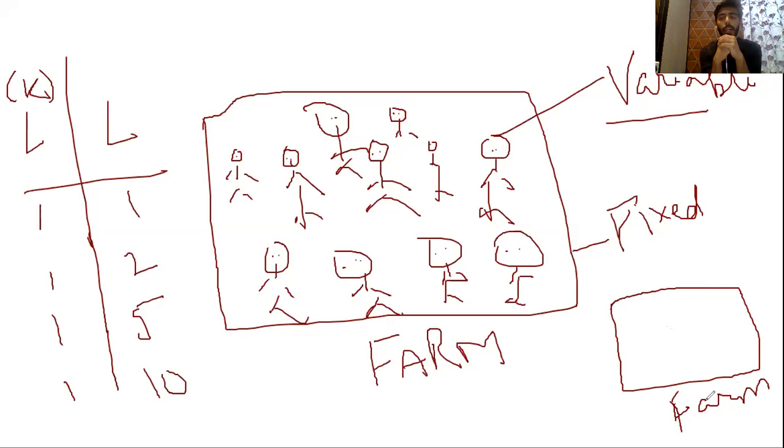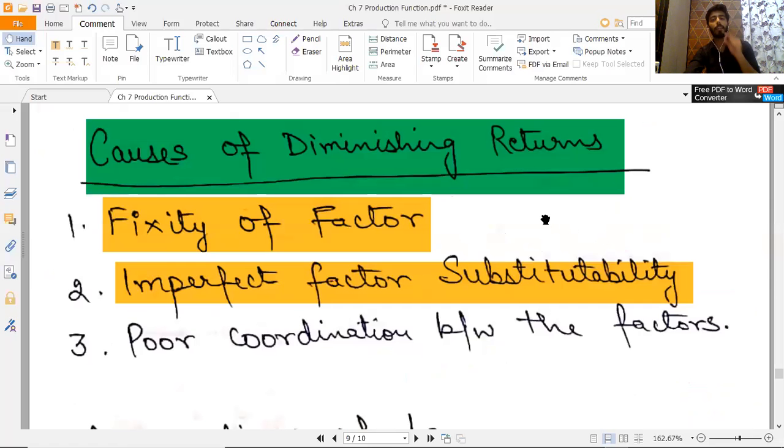After a certain point of time, when the fixed factor is fully utilized, you need to have additional fixed factors, just because increasing variable factors all the time is not going to increase the productivity. So this is what imperfect factor substitutability means. That means fixed factor and variable factors are not substitutes of each other.